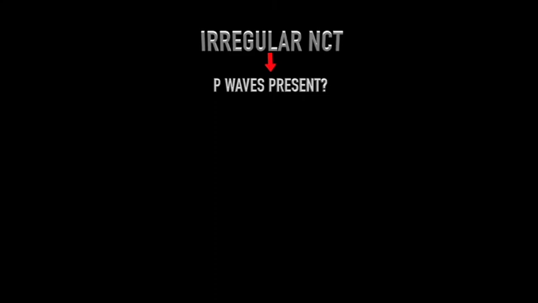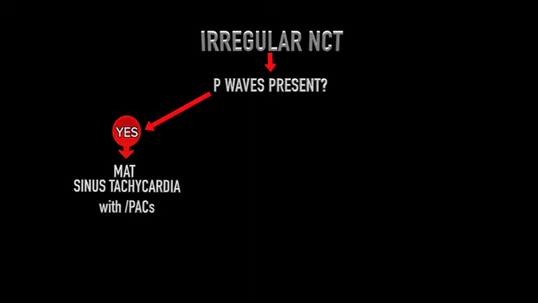The decision tree with an irregular tachycardia first begins with determining whether P waves are present. If P waves are present, then you look to see whether there are three distinct P wave morphologies. If these are present, then the diagnosis is most likely multifocal atrial tachycardia. If there are less than three P wave morphologies, the diagnosis is most likely sinus tachycardia with frequent PACs.